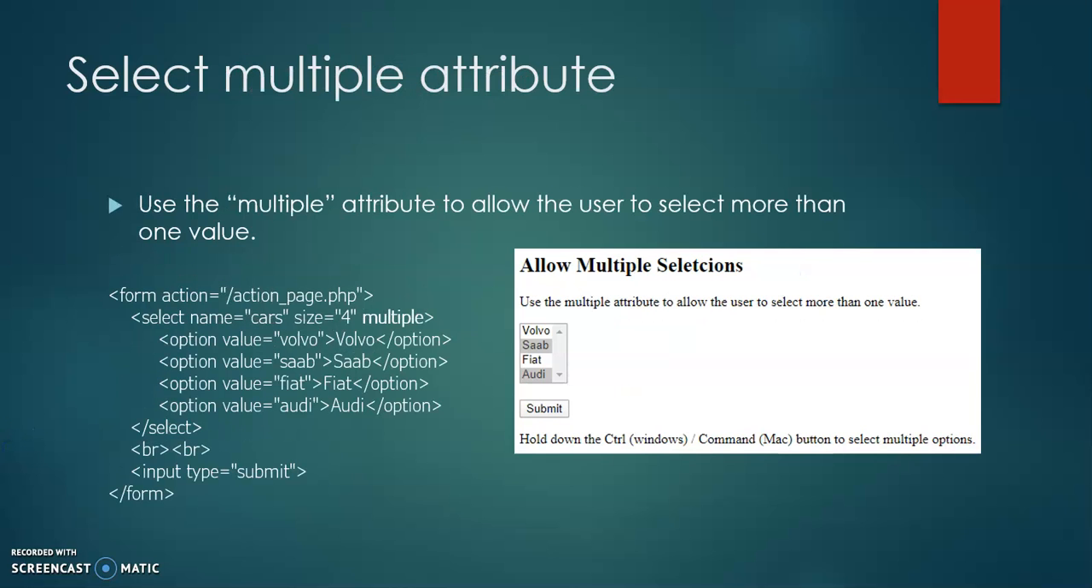Select multiple attribute. Use the multiple attribute to allow the user to select more than one value. This can be done by holding down the Control button in Windows or the Command button in Mac. We can see that the select tag says select name equals cars, size equals 4, and multiple is added, and that the Saab and the Audi have both been selected and highlighted.